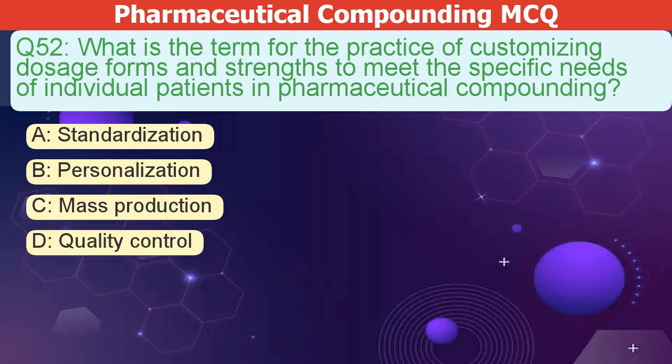What is the term for customizing drug dosages and strengths to fit each patient's needs? A. Standardization. B. Personalization. C. Mass production. D. Quality control.